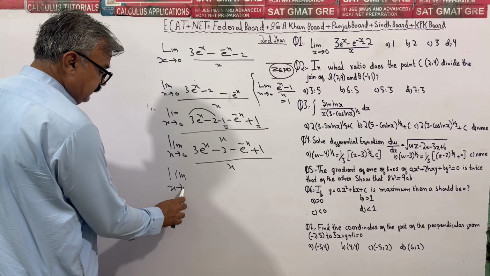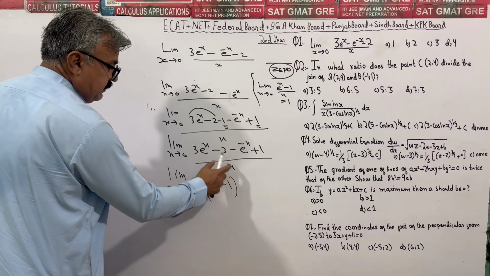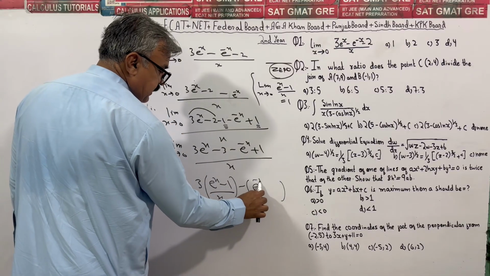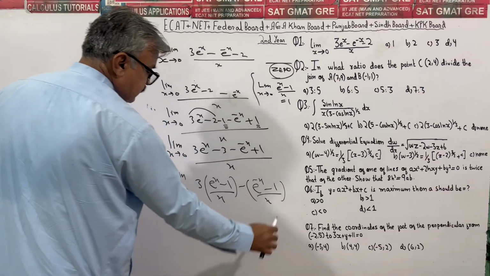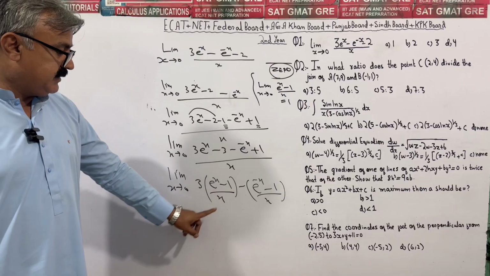Limit x tends to 0, 3 common, e^x minus 1, divided by x. Taking minus common, it will become (e^(-x) - 1) over x. It fits the formula of 1: limit x tends to 0 is equal to 1.